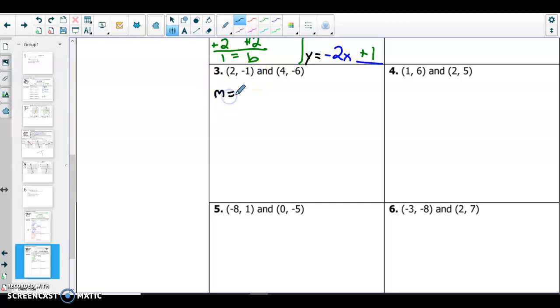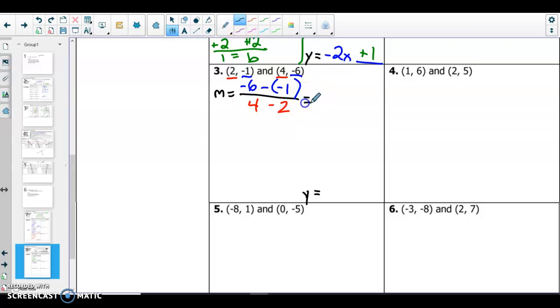Let's find our slope first, because we need our slope to fit into y equals mx plus b down here. The slope is going to be, subtract your y's on top, -6 minus -1. Note that double negative, which means we're going to add. Then we've got, let me color code those, subtracted those guys. Now our x is 4 minus 2, 4 minus 2.